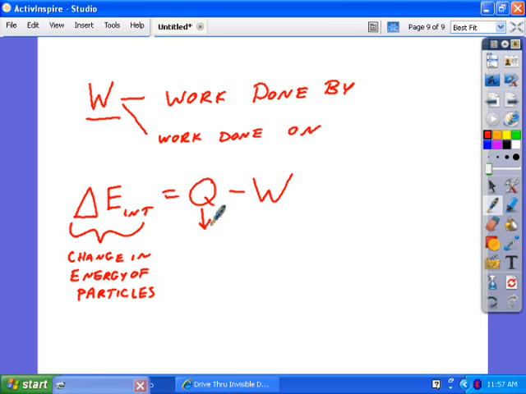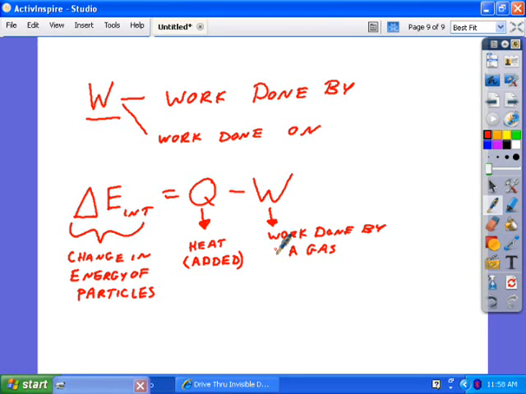Q is just like what we've been dealing with for the past few days. Q is the amount of heat. Now normally we're going to assume that the heat is added. That's why it is positive in this situation. And then minus W, this is work done by a gas. So the total change in energy is going to be increased by heat being added or decreased by work being done by the gas.